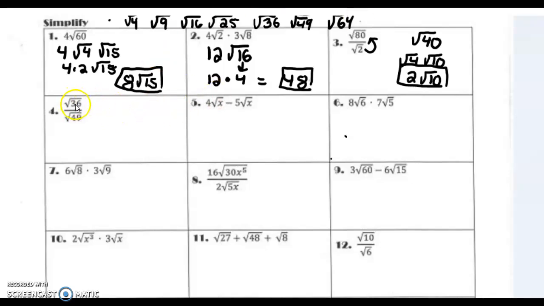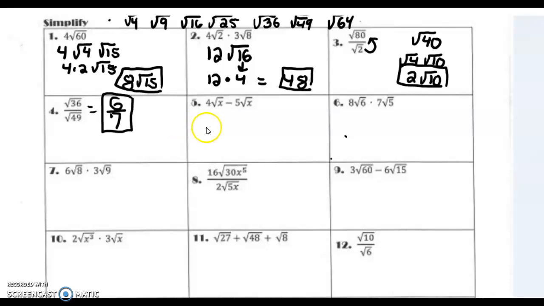Okay. Next problem is going to be 36 and 49. If you'll notice, these are both perfect squares, okay? So the square root of 36 will be 6. The square root of 49 will be 7. No radical on the bottom. Can't simplify. Done. Pretty simple problem.